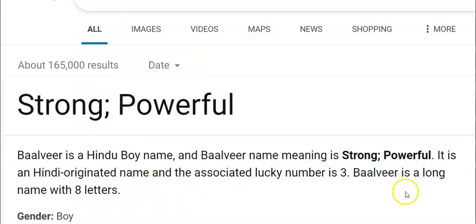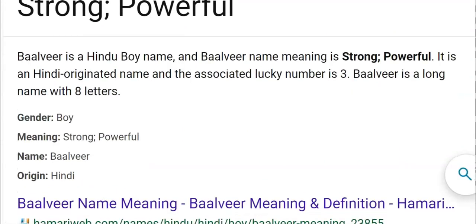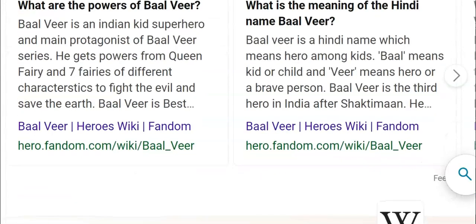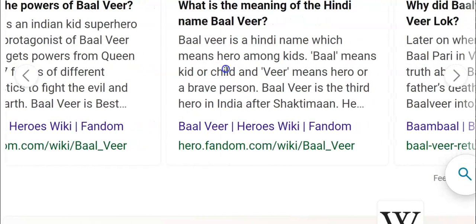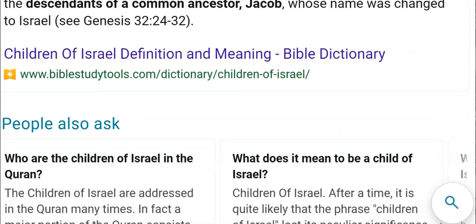See how meaning is strong and powerful. Associated lucky number 3, of course. 8 letters like the Janus, the Dalits. Queen Fairy and 7 fairies. Ball means kid or child. Like the children of Israel type of thing, the ball means the child. Yeah, children of Israel, right?